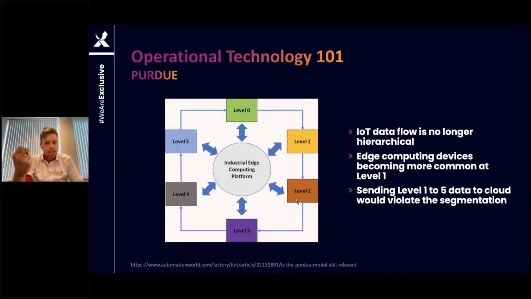There is a lot of data collected at level 1, and by directly sending this to the cloud, you're basically bypassing the segmentation, which is included in the Purdue model. Now, up to now, there are some initiatives, but there is not a one go-to solution which defines, all right, you should go for this, you should do that.